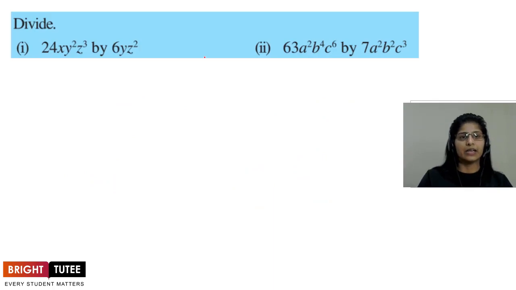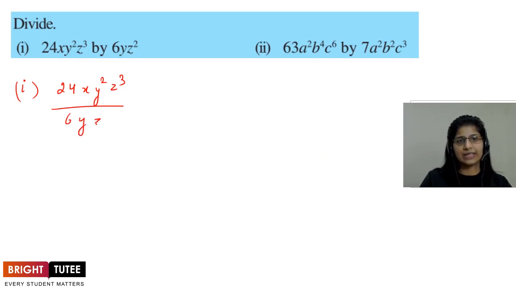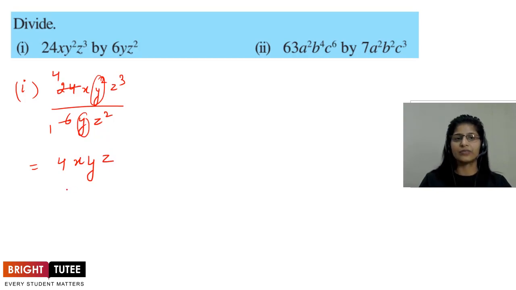Moving ahead. So here are two more questions given of monomials only. Let's try them. Just see, the first one is 24x y square z cube and 6yz square. So 6 ones are 6, 6 fours are 24. So we are left with 4. x as it is, because there is no x in the denominator that can cancel. So here it is y square and here it is y. So y square upon y will be y. z cube upon z square, 2 z's will get cancelled. So we are left with 1 z.